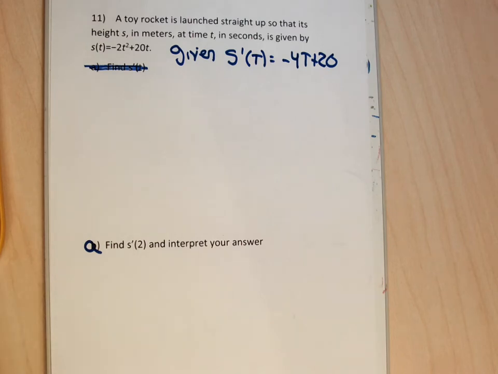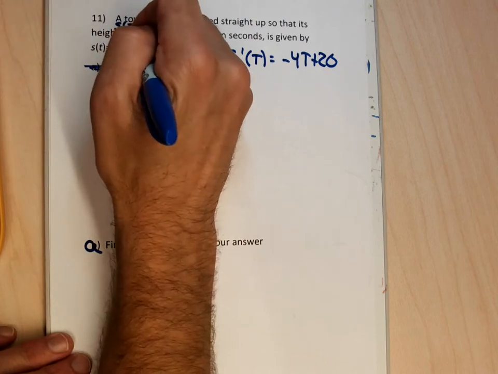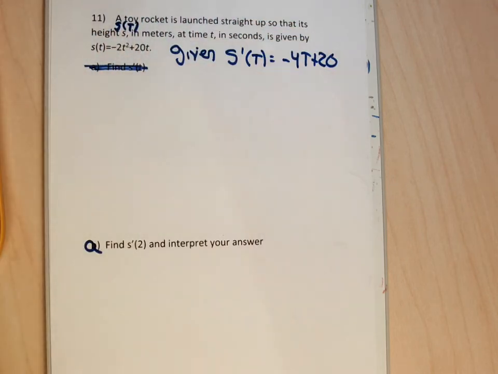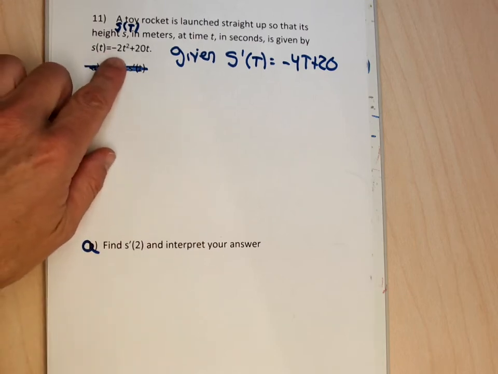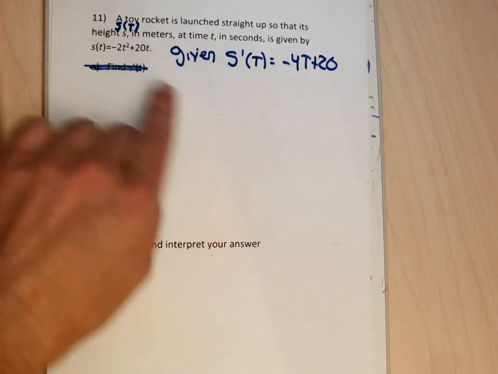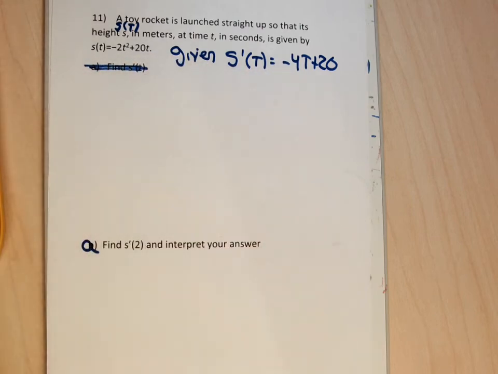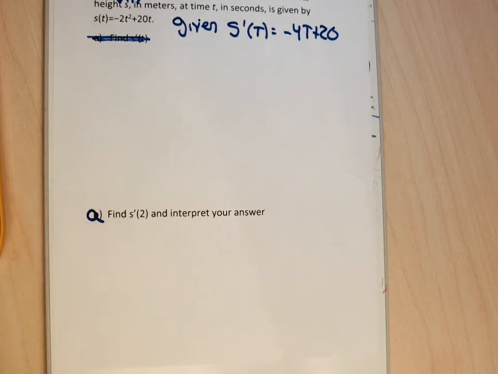A toy rocket is launched straight up so that its height, s of t, in meters at time t seconds is given by the height equals negative 2 times the time squared plus 20t. And to make your work easier, the derivative of this function is negative 4t plus 20. The instructions are going to say just find s prime of 2 and interpret your answer. And that's all I'm going to ask.